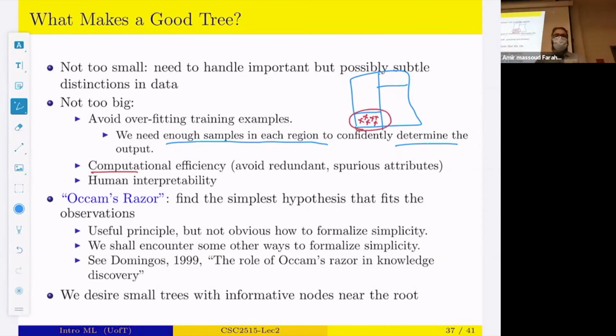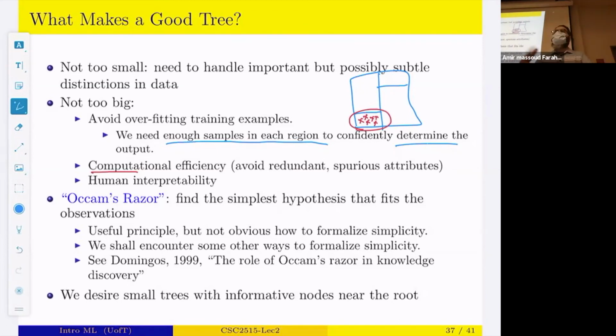I can't remember when Occam was, but maybe the 10th or 11th century. He had this famous saying, I'm just paraphrasing, along the lines that if we have explanations for the same thing, we should prefer the simplest one. So this is Occam's razor. Here I'm writing it as: find the simplest hypothesis that fits the observation.